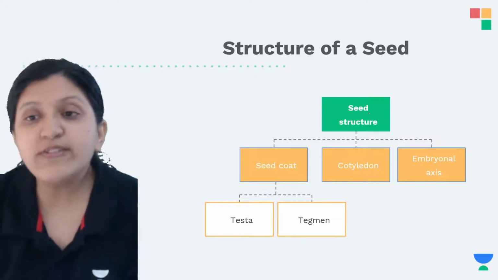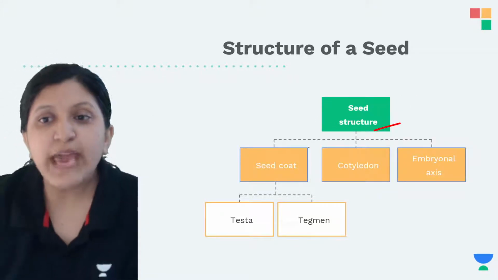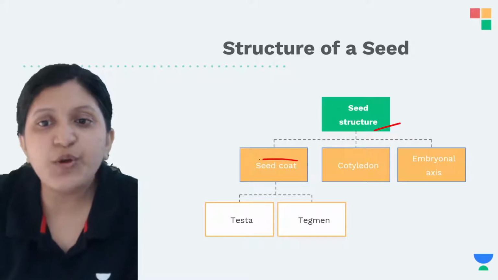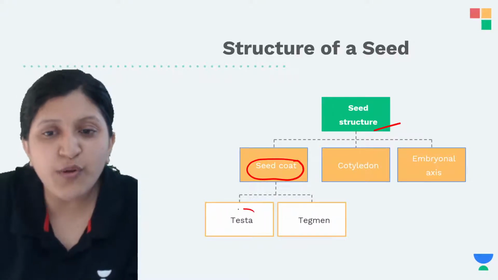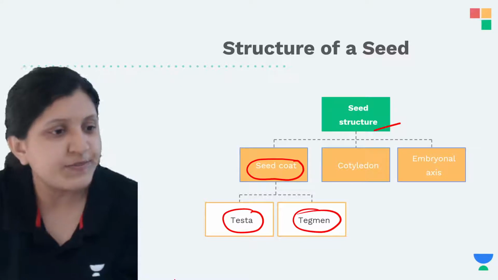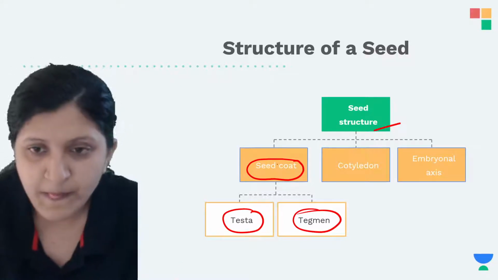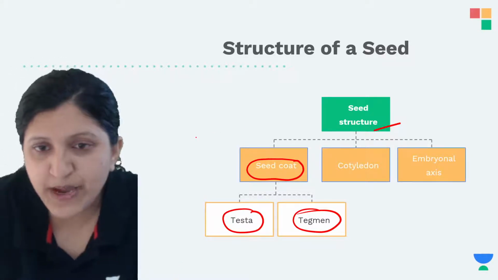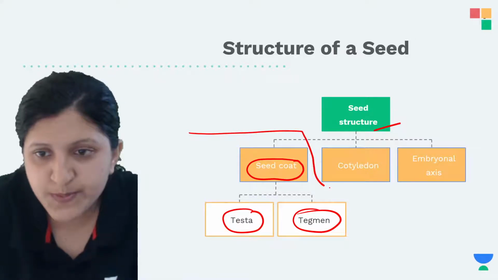Now, seed structure. You can see that there is a seed coat. What is this seed coat, forming the testa and the tegmen? Any idea? This one, only this part. So we are concentrating only on this part now.